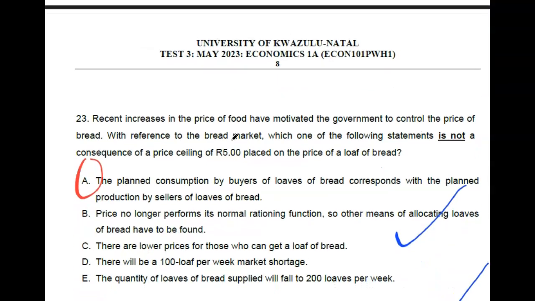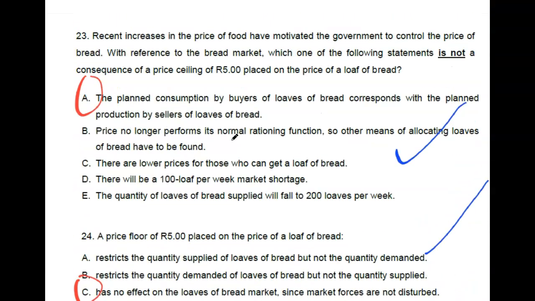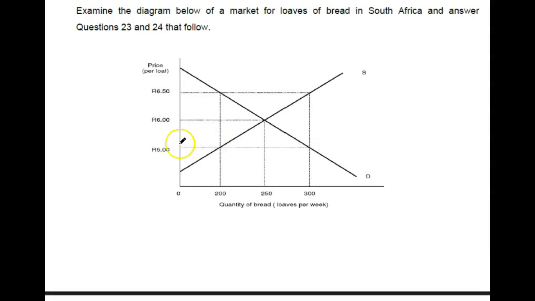Okay, so for this one, it is not a consequence of a price ceiling. So if there's a price ceiling at 5 rand, what does this mean? A price ceiling basically means everyone must operate down over here. That means no one is allowed to charge anything above the price ceiling. No one is allowed to charge 6 rand, 7 rand, 8 rand. Everyone must charge 5 rand and below.